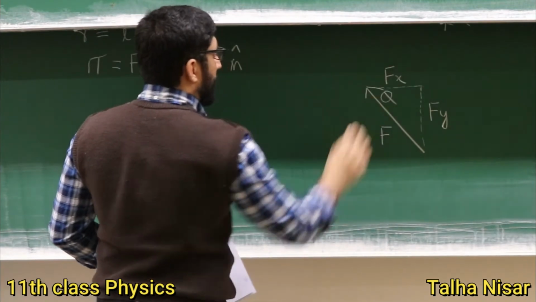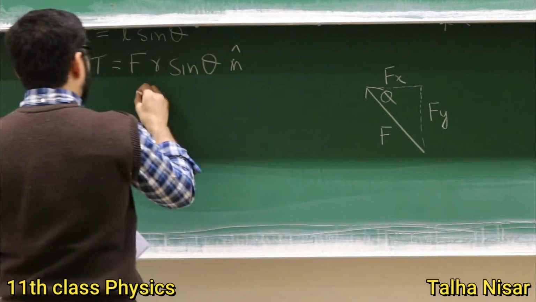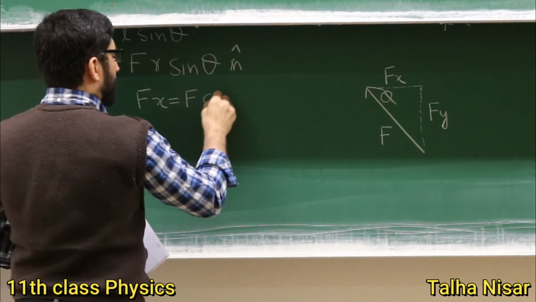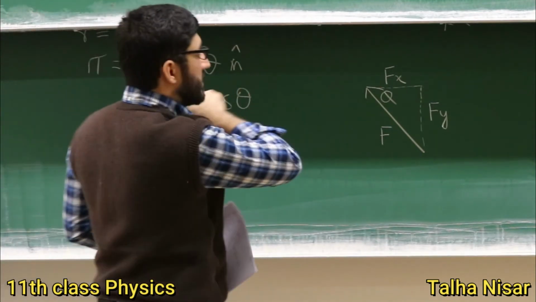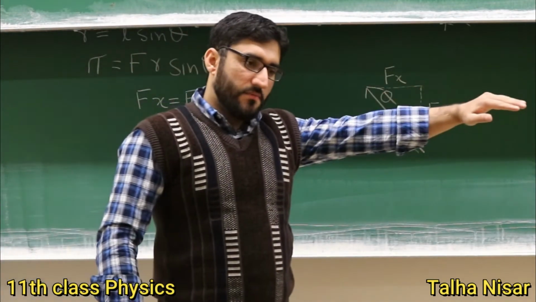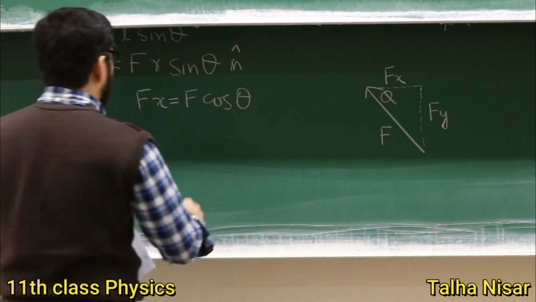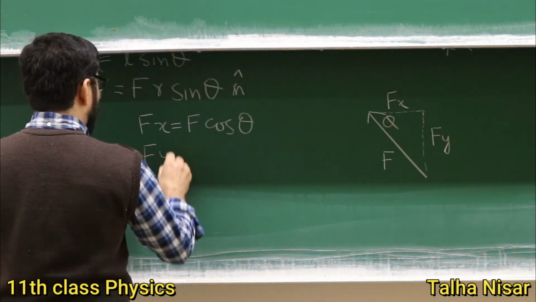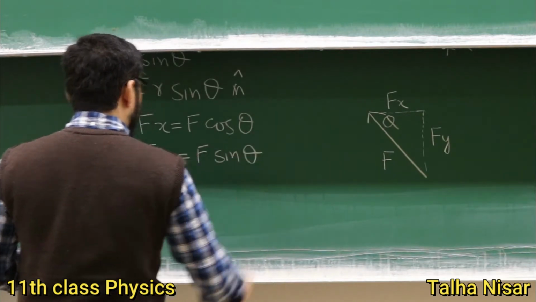In the previous lecture we also found the magnitude of the Fx and Fy. The magnitude of Fx was F cos of theta. But in the case of torque here, this horizontal component of the force is inactive, it plays no role. So for our purpose we use the Fy, which is F sine of theta.